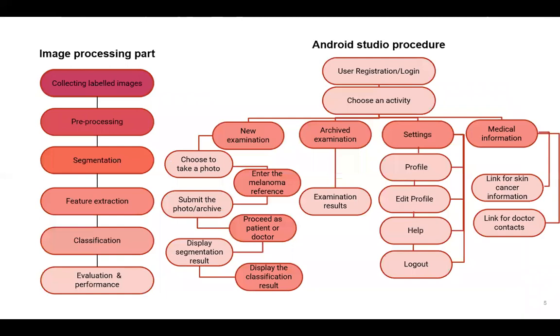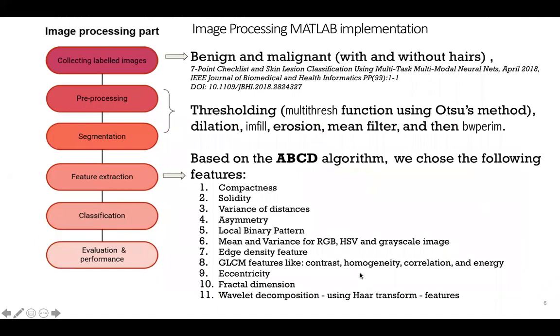In this project, we designed two different flowcharts, one for image processing part and the other one for the Android Studio procedure. Let's have a closer look at that in more detail. So for the image processing part, we collected labeled image, pre-processing, segmentation, feature extraction, classification, evaluation, and performance. For collecting labeled images, we included both benign and malignant, with hair and without hair, from this source.